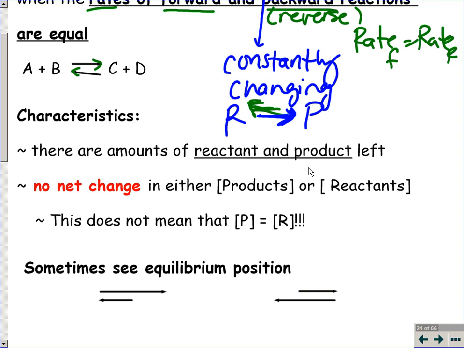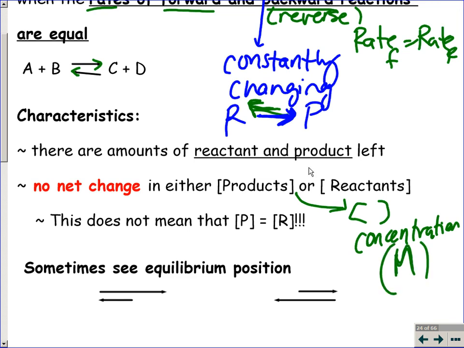What does bracket mean? Concentration, right? If you don't remember that, define that for yourself. Bracket means concentration. So we're dealing with concentrations quite a lot, which is in molarity.